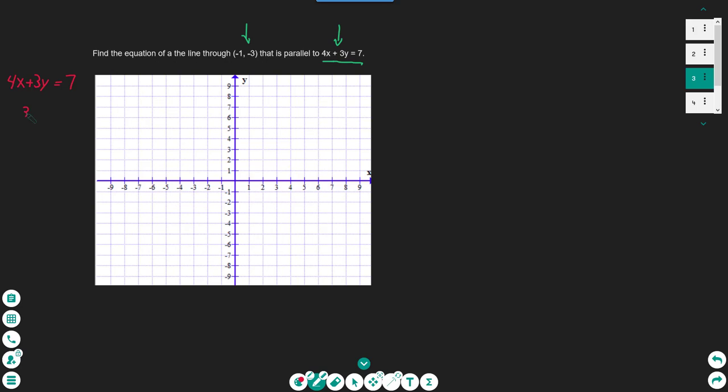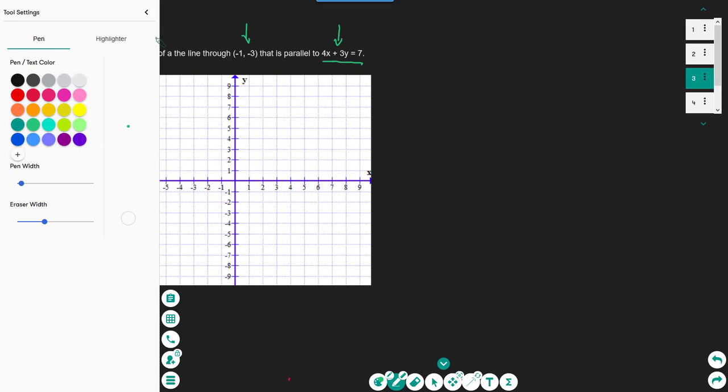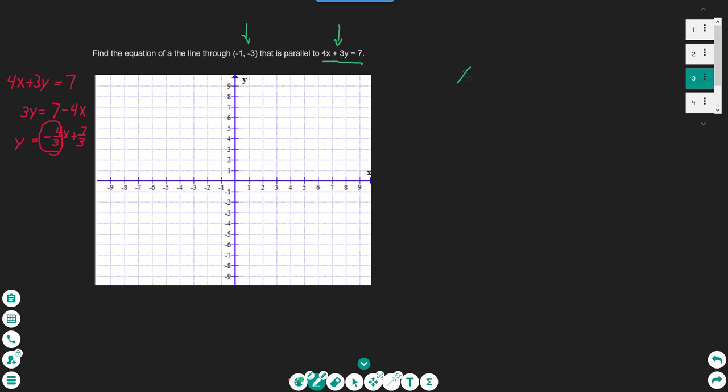So we have 3y is equal to 7 minus 4x. And we divide everything by a 3. We end up with y is equal to, I'm just going to write the x first so we get it in the right form, -4/3 x plus 7/3. So now we have it in standardized form. And once we have it that way, we can see that the slope is this number, -4/3, right?